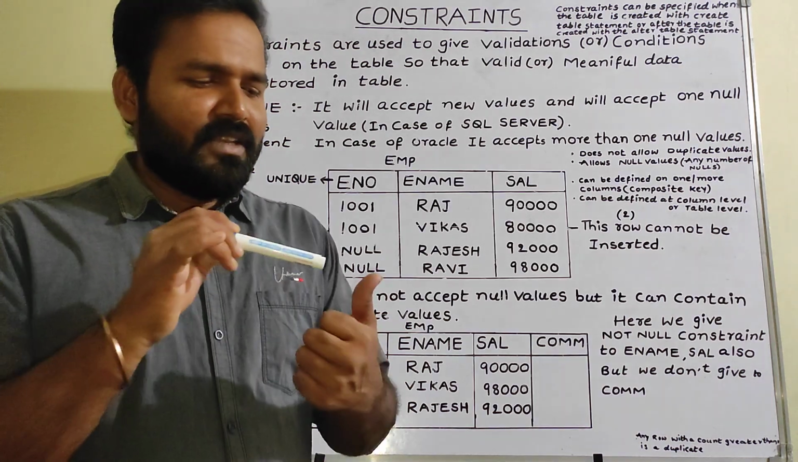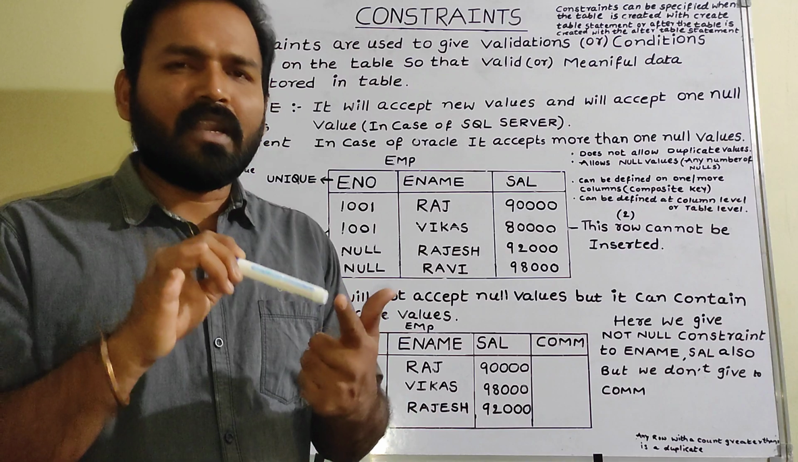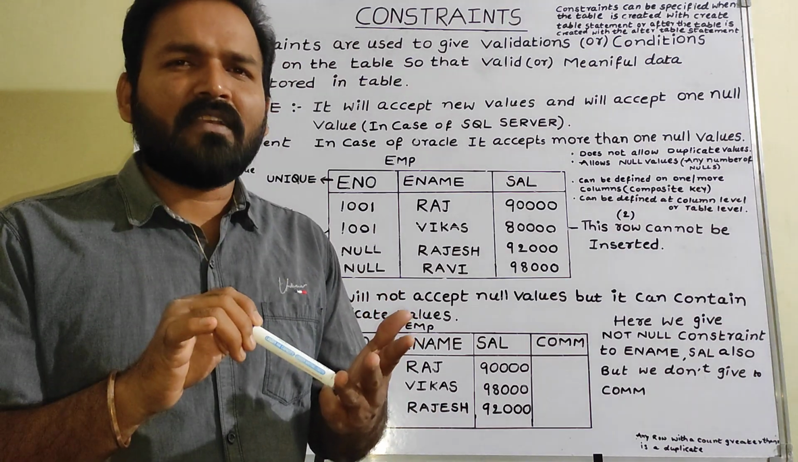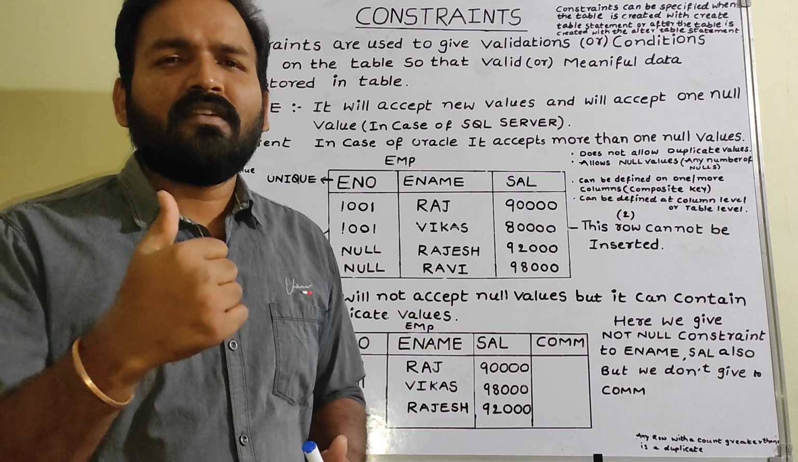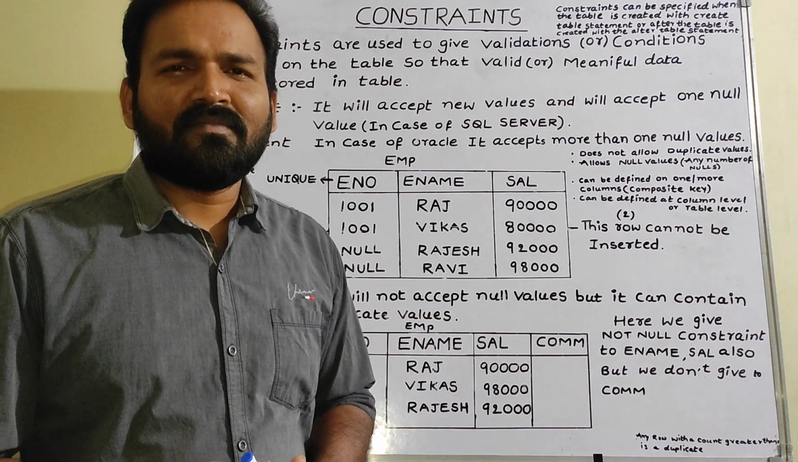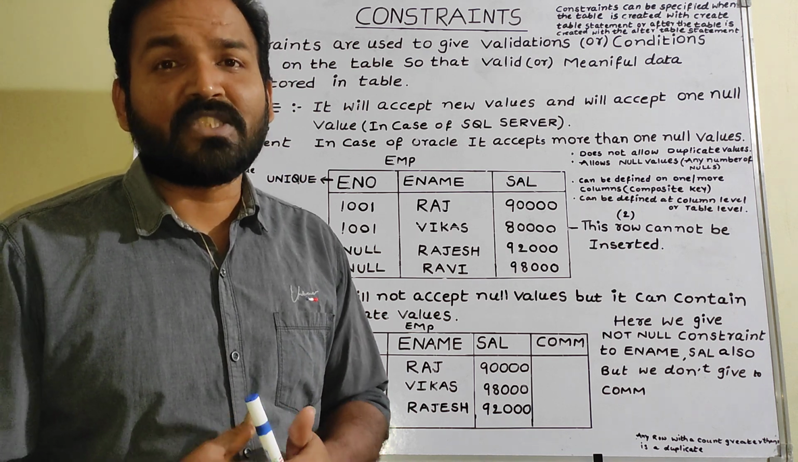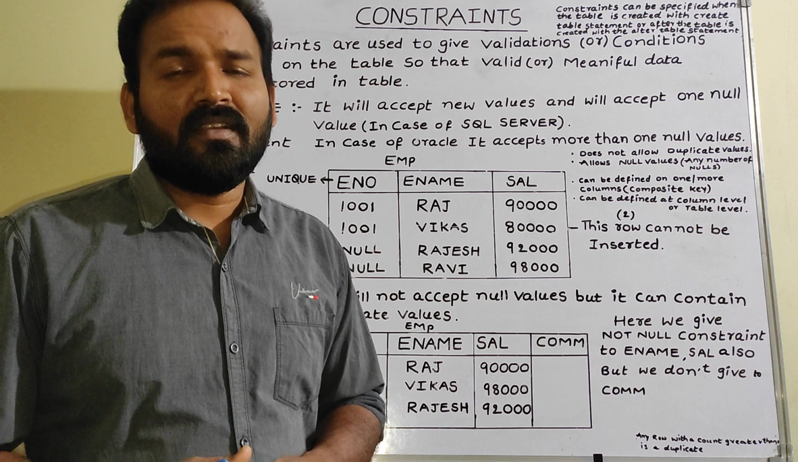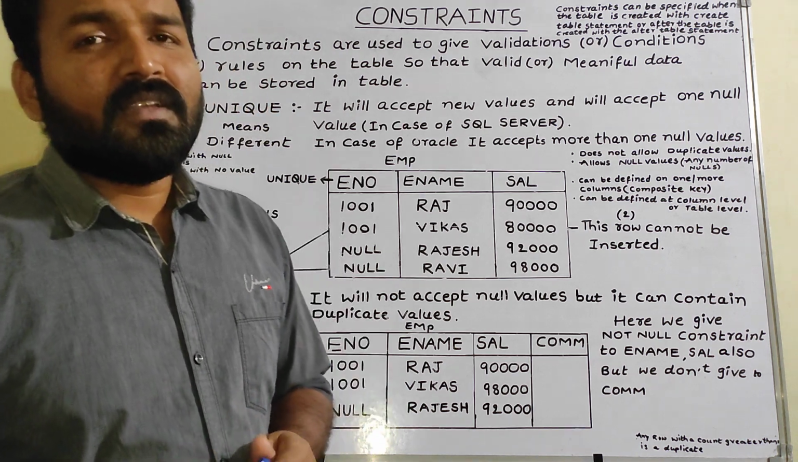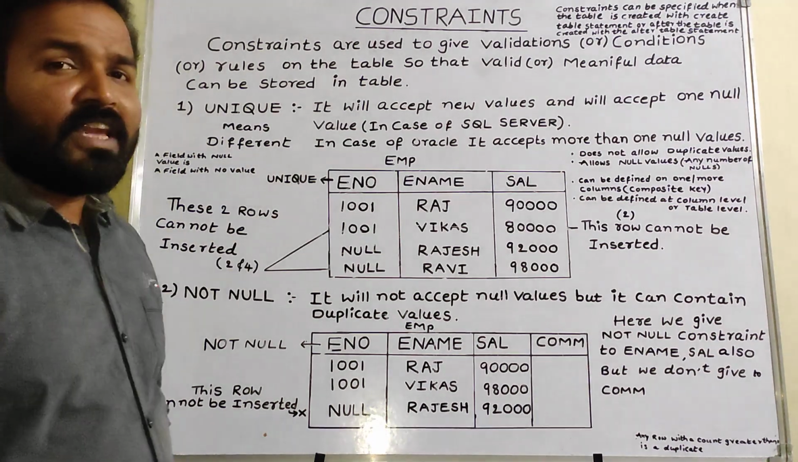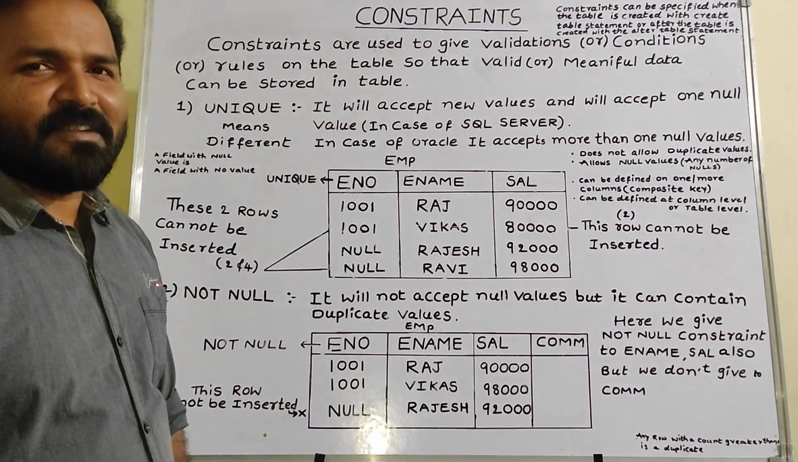Unique, not null, primary key, check, default, foreign key. These are the constraints in SQL. We'll see them one by one. Number one, unique constraint.